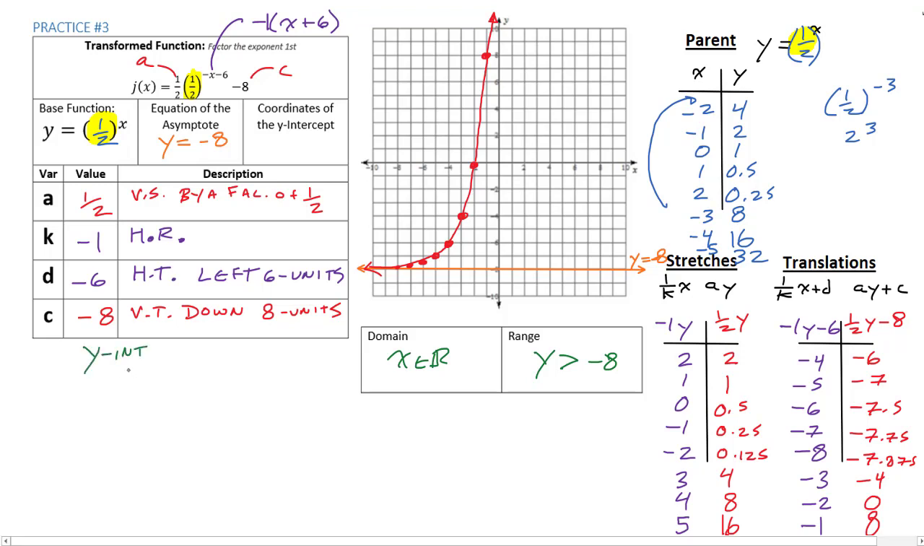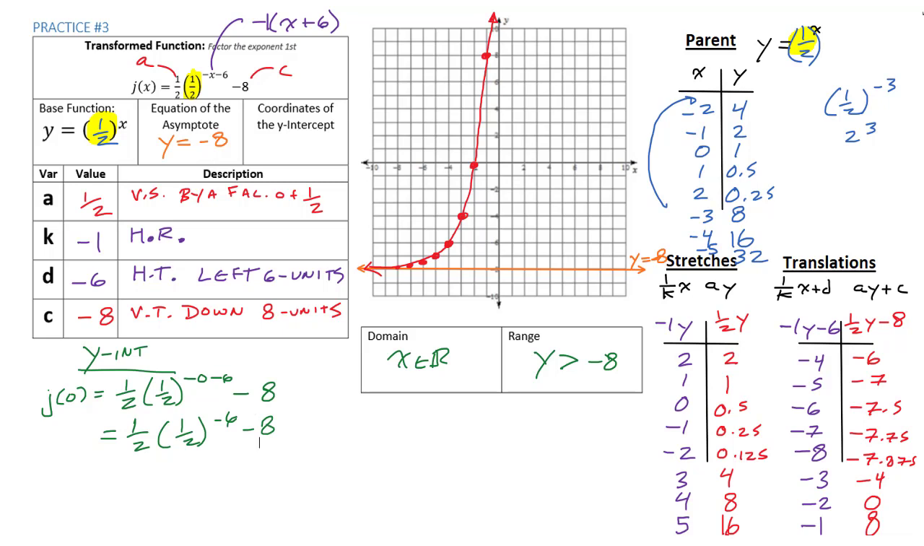So our y-intercept is going to be when x is 0. So take your equation and sub in 0, right? So what's 1/2 times 1/2 to the power of -0 minus 6 minus 8? Well, obviously, that's just going to be -6. So what's 1/2 times 1/2 to the -6 minus 8?